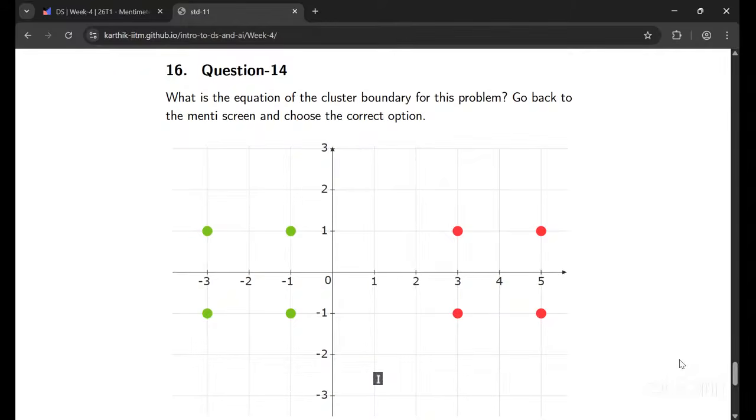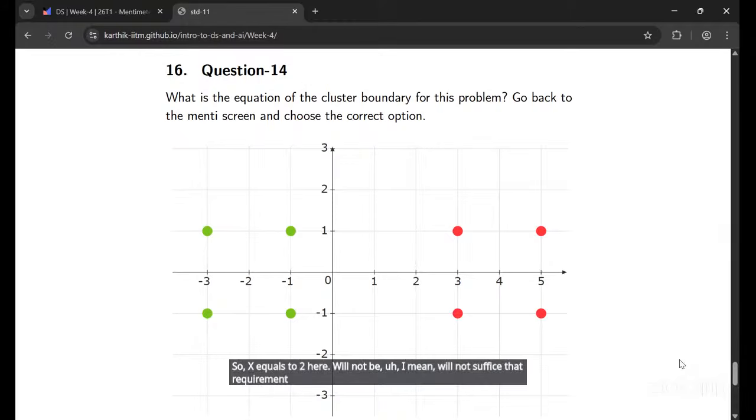I was also expecting people to mark x equal to 2 here, but I hope everyone got the intuition because it has to be the midpoint which forms the boundary. So x equal to 2 here will not suffice that requirement and hence that is why it's not the correct boundary.